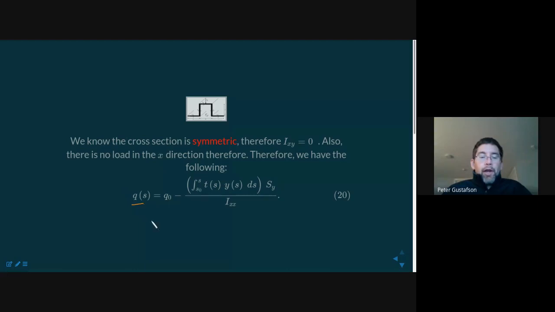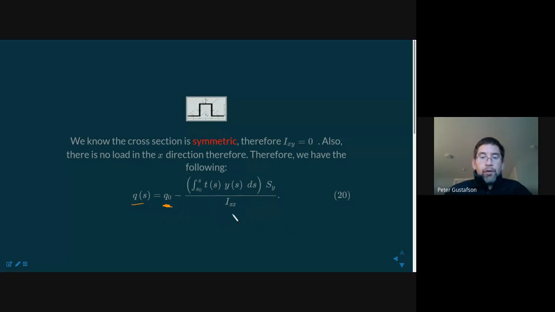So the shear flow is equal to some constant. This is a boundary condition, really is what it is. Shear flow at some edge, at some position defined by S equals 0. That came out of an integration that we did. So it's just an integration constant that now acts as a boundary condition, minus the integral of the thickness, which could theoretically be a function of position, times y within the cross-section, the y position within the cross-section, integrated over the arc length of our structure, times the resultant force over IXX.